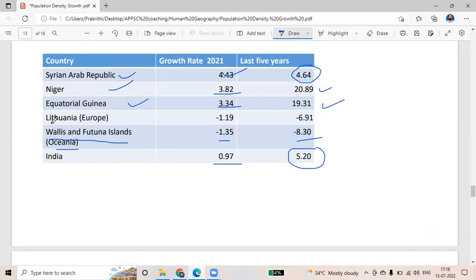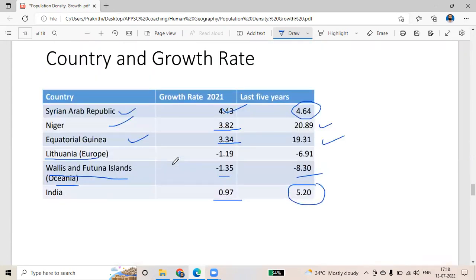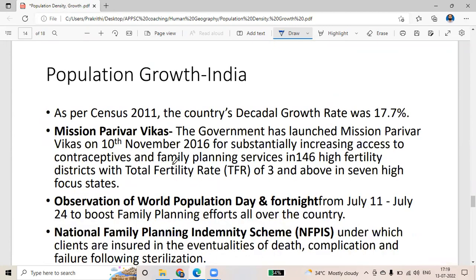After Wallis and Futuna, Lithuania in Europe has the lowest population growth rate in 2021. So this is the data regarding the world. Now we can move to the population growth rate in India. So in India, which area has more, which area has less, which state has more, we have already discussed regarding density. So India as per 2011, the population decadal growth is almost 17.7%.